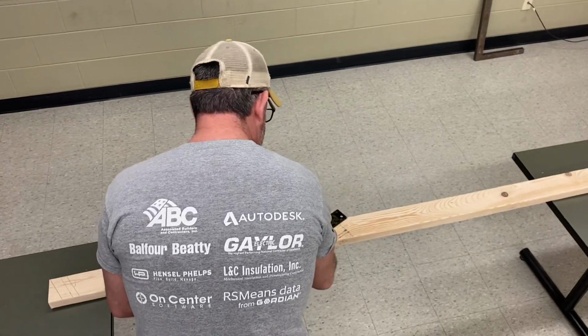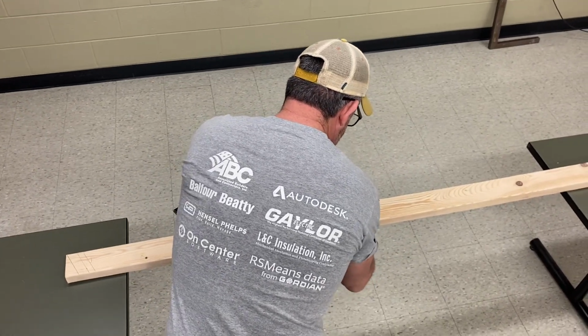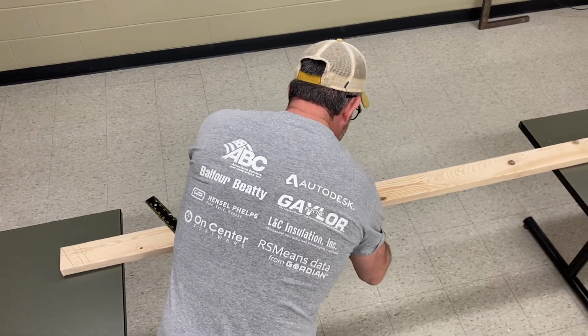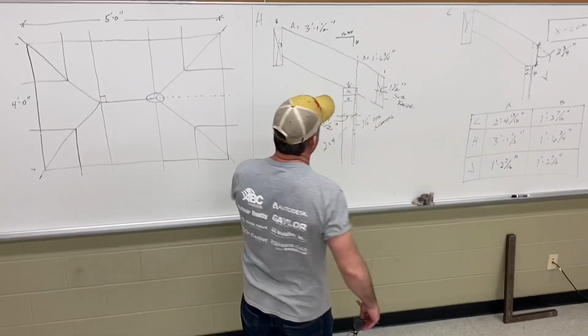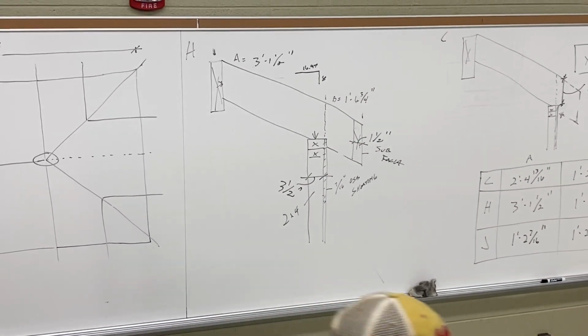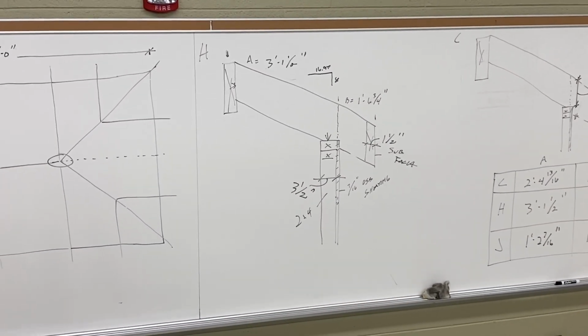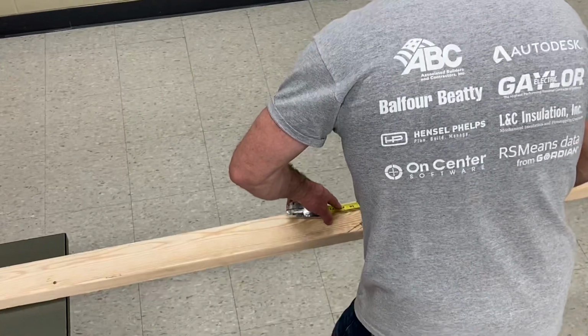Again, I hold my 8 and my 17, and I draw my final run cut. So that would be my cut line, and that would be my cut line. All right, so now we're done at our bird's mouth. Now we have to lay out our tail. It's 1 foot 6 3/4 inches. So I measure out my 1 foot 6 3/4 inches.